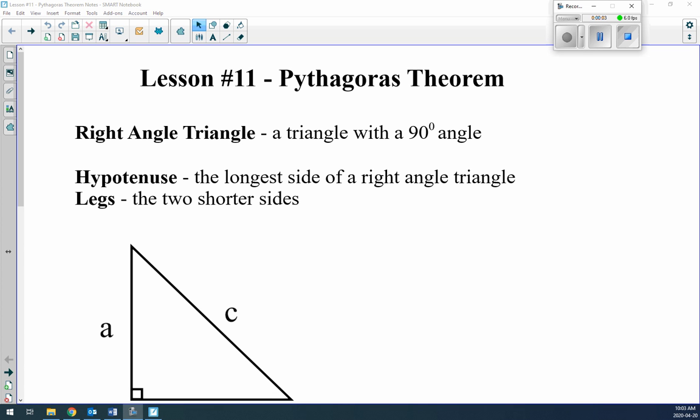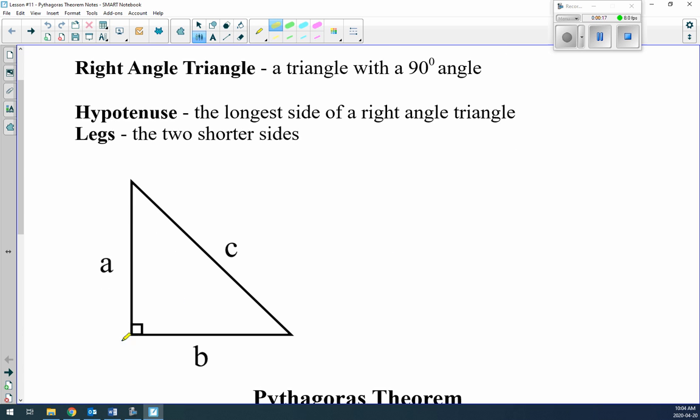Lesson 11, Pythagoras Theorem. Pythagoras Theorem deals with right angle triangles. So our first definition here, right angle triangle. All you have to know is that when you're looking at a right angle triangle, it has to have in it a 90-degree angle. We often represent that 90-degree angle by a little box in the corner there. So you can see, yeah, this is a right angle triangle, so we can use Pythagoras Theorem.